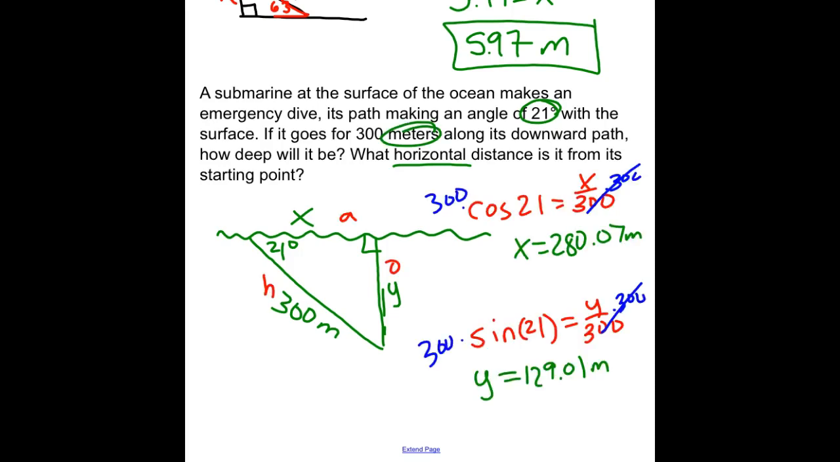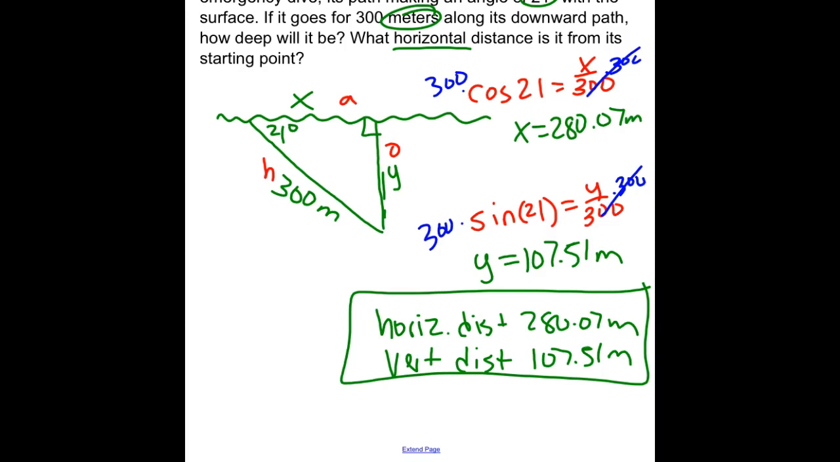If you check your solutions with mine, you can see I got x to be 280.07 meters and y to be 129.01 meters. That's a mistake. Let me pause and fix that one. I made a typo. I couldn't read my own handwriting. I thought I had written a 360 there, but if I use a 300, my y should be 107.51 meters. That makes more sense. And then we have to label our horizontal distance. That was the x, 280, and our vertical distance, that was the y, 107.